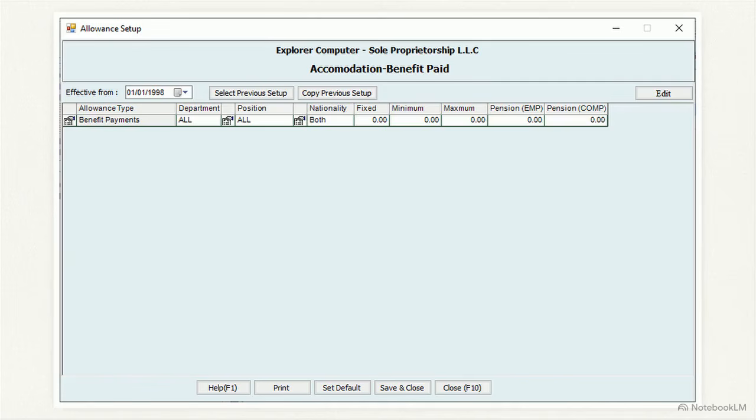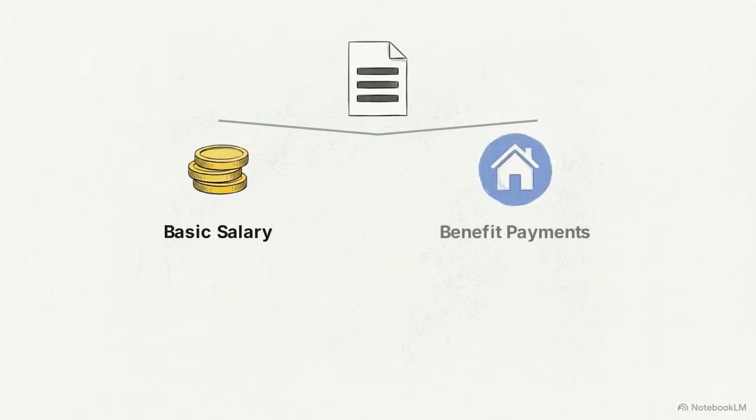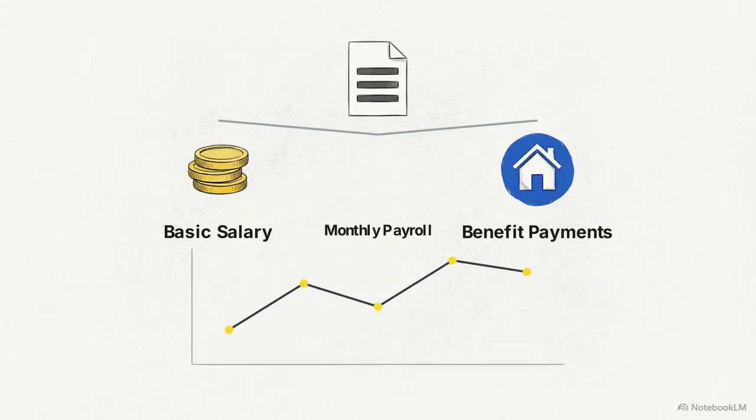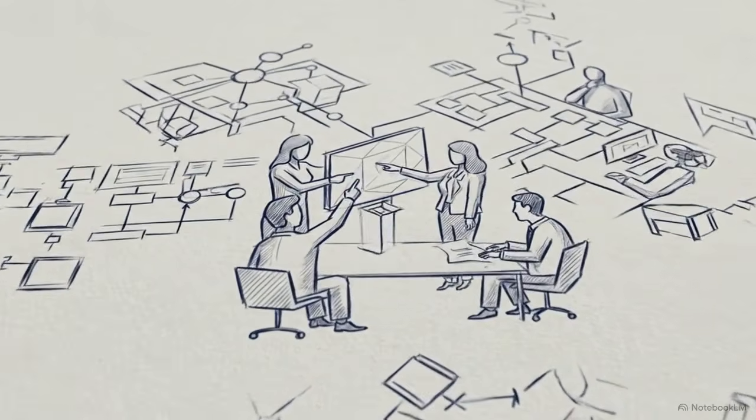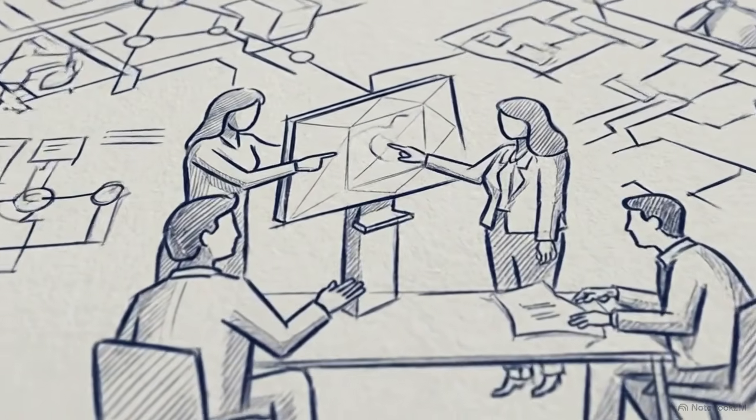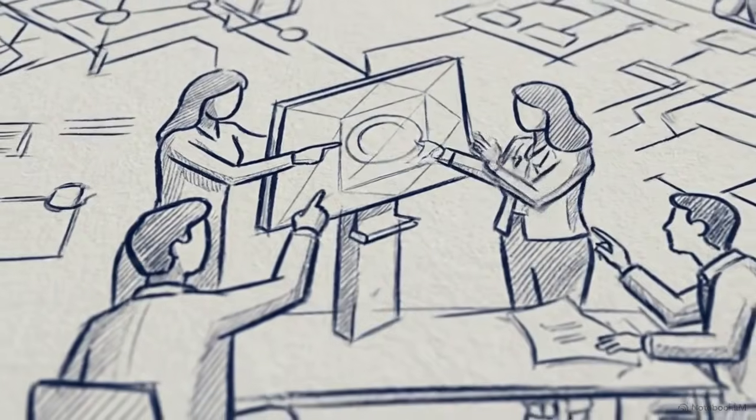This screen is intended for the main system administrator only. In this video, we will explain the screen shown in front of you step by step. We will specifically focus on the configuration for the accommodation allowance. This process involves setting specific payment rules, distinguishing between basic salary and benefit payments, and monitoring the impact on your monthly payroll. Mastering this setup ensures that accommodation benefits are distributed accurately across the organization in line with company policy.